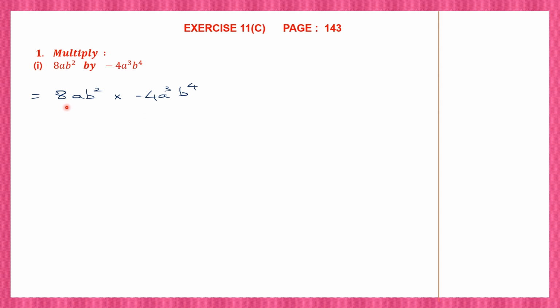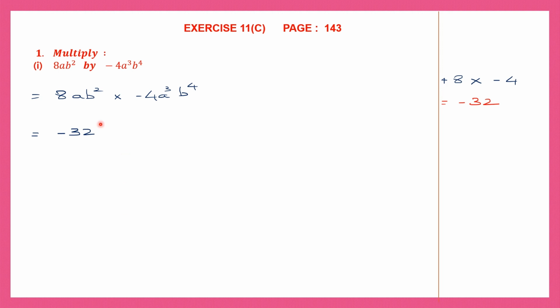First we multiply the numerical coefficients. What are the numerical coefficients? 8 and minus 4. So 8 into minus 4. Here it's understood it is plus. So plus into minus is minus. 8 fours are 32. So we have got minus 32 there.